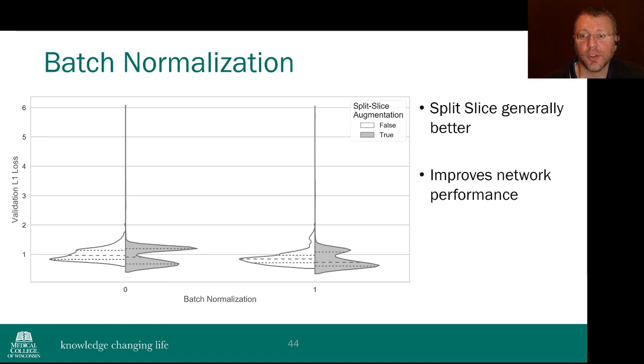Batch normalization generally improves the network performance. So as you're going through the training, if you renormalize your data every time that you try and fit that convolutional kernel, you do better.